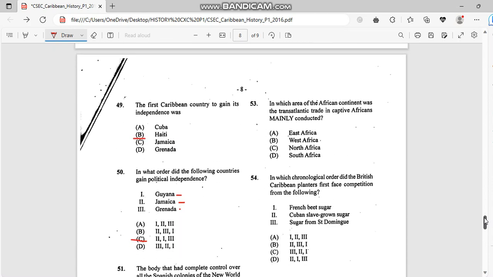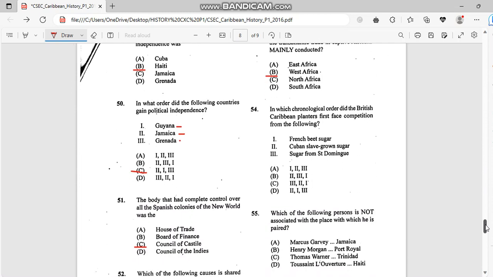Number 53. In which area of the African continent was the transatlantic trade concentrated? And this was in West Africa. That's where most of the slaves were from. In which chronological order did British Caribbean planters first face competition from the following? And chronological order, so it has to do with sugar from Saint Domingue, Cuban sugar, beets. So it has to do with, let me see right here. It's B, guys. The answer is B. So you have Cuban sugar, and then you have sugar from Saint Domingue, and then French beet sugar.